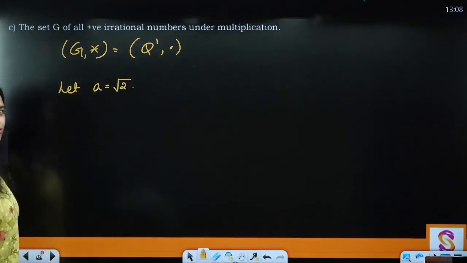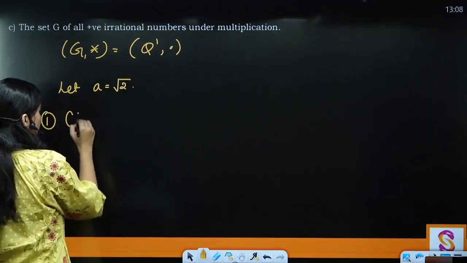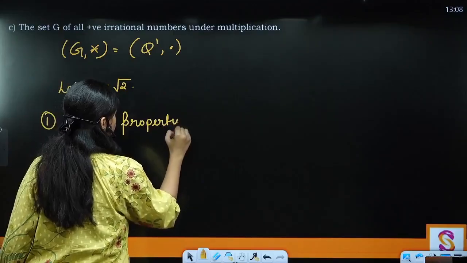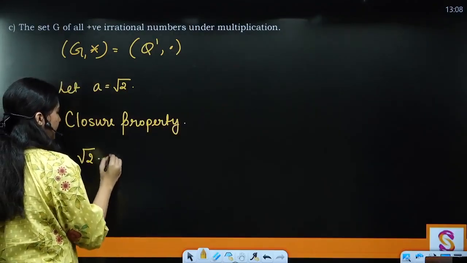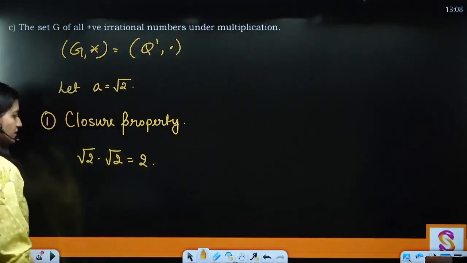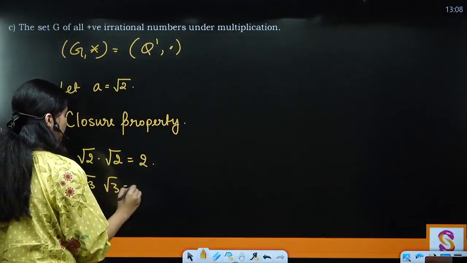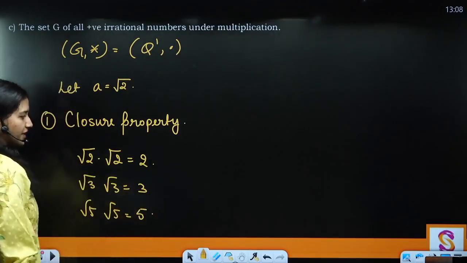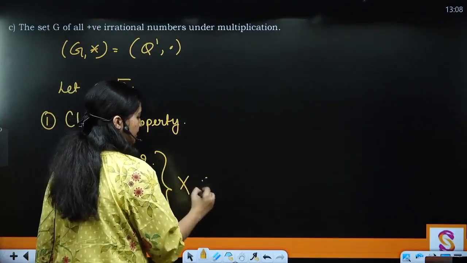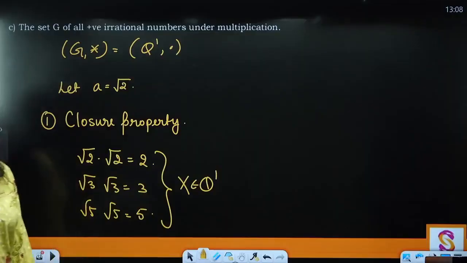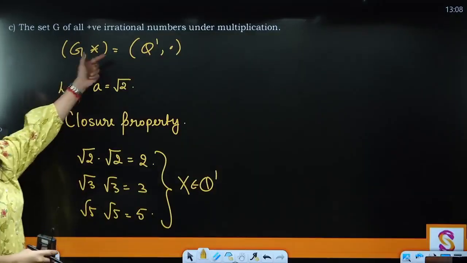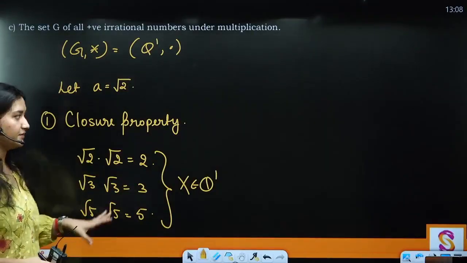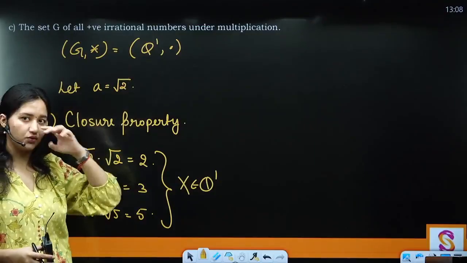So if a equals root 2, then I will be checking the closure property. Root 2 multiplied by root 2 is going to be what? 2. Similarly, root 3 into root 3 is going to be 3. Root 5 into root 5 is again going to be 5. And all of these numbers are not irrational numbers. They do not belong to irrational numbers, right? That means the set of irrational numbers under multiplication is not closed only. है ना, पहली ही property में it is failing. That means आपका irrational number does not form a group with respect to multiplication.